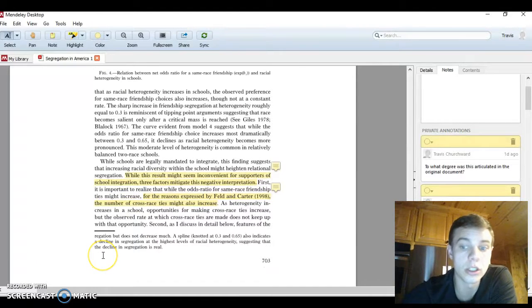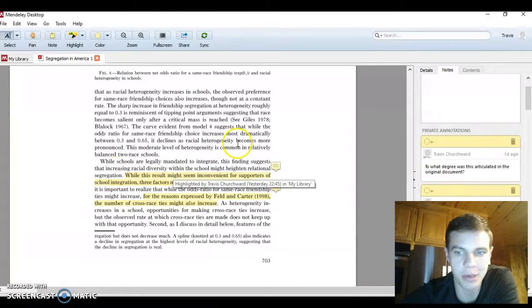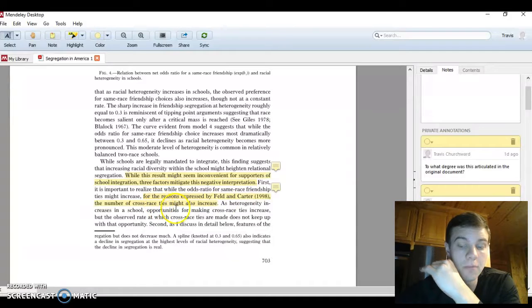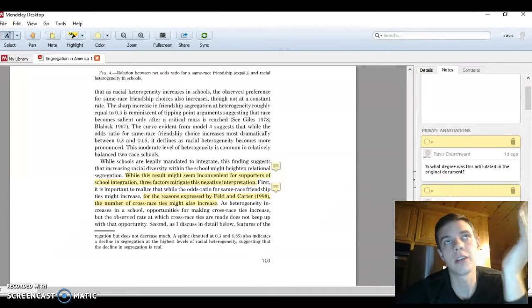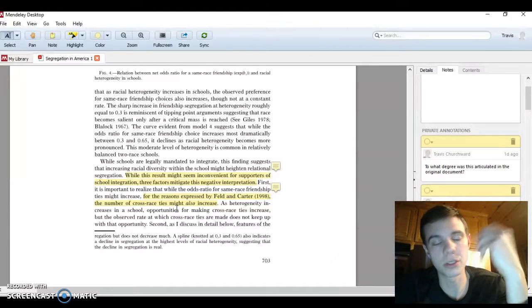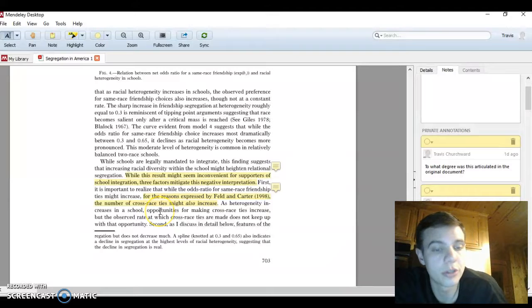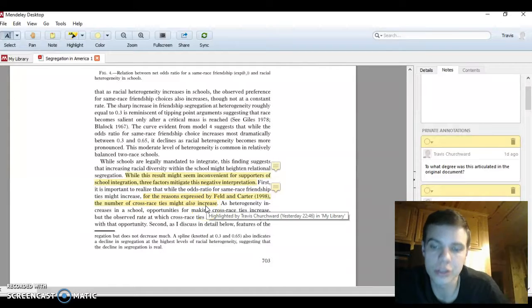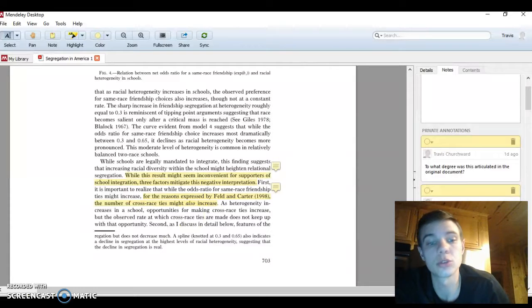Moving into a push for the article, it says that their results on that previous graph might seem inconvenient for supporters of school integration. And one of the things that they said was that perhaps not only might having more integrated schools mean that you're more likely to list a friend be of the same race, but it could also very reasonably mean that you're more likely to have cross-race ties also. That would just not be measured in the way that they measured social networks.